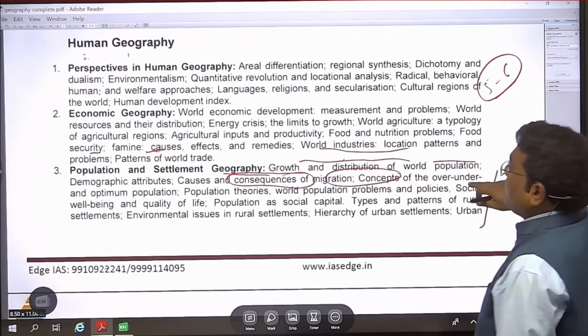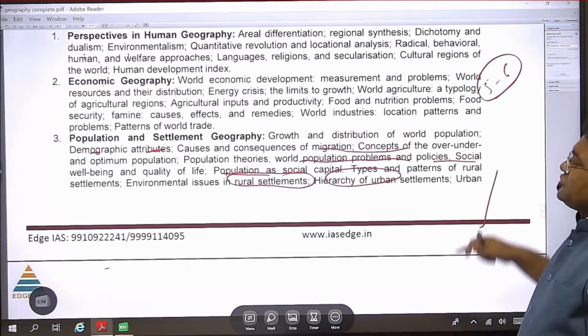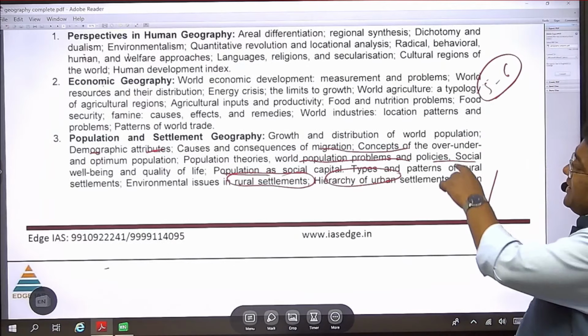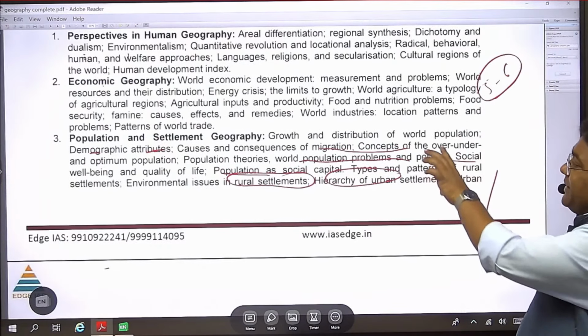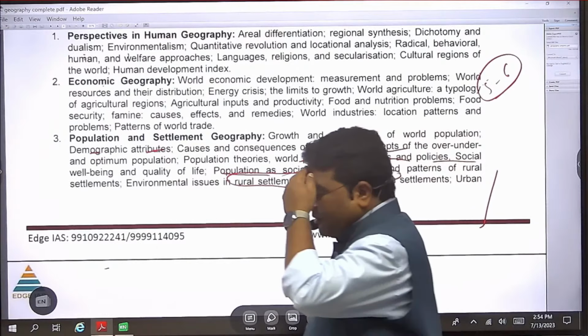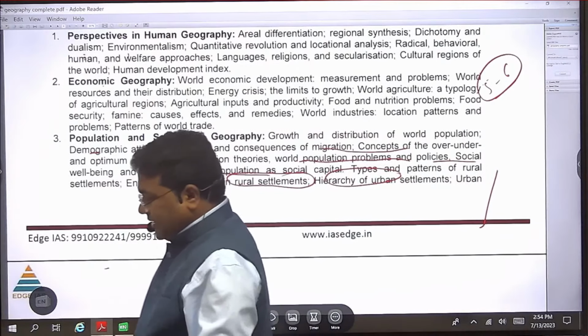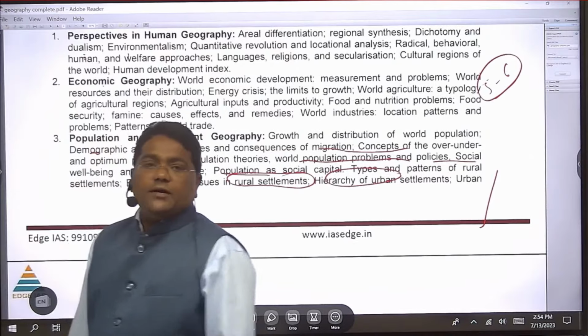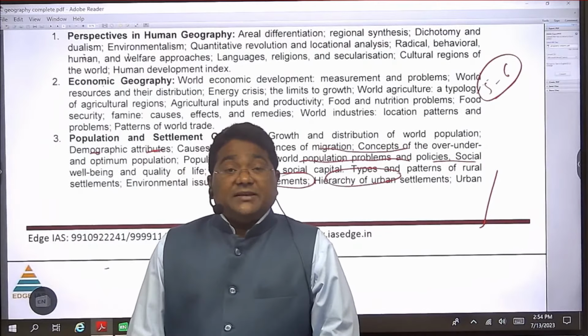Then economic geography. In economic geography, you will be reading in the GS as well as in the optional. But here in the optional, we will be reading economic geography at the international level. For example, you have seen that in 2021, there was a question in the GS, right?